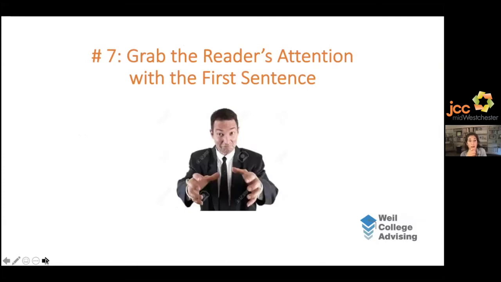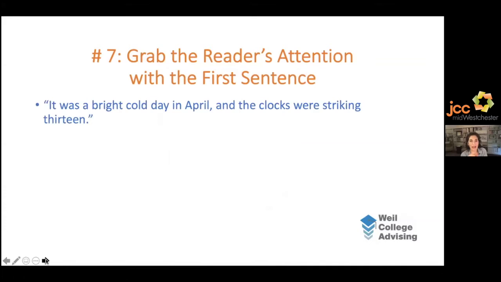Tip number 7, grab the reader's attention with the first sentence. I'm sure you have read about this. I apologize for the pictures, a bit strange, but I wanted to grab your attention with a photo. I want to give some examples here.